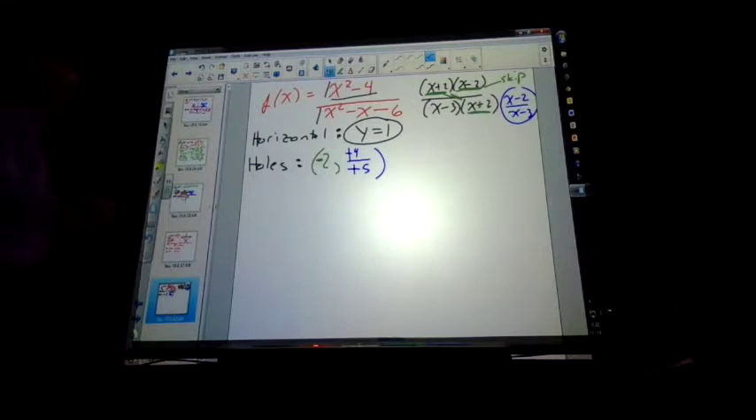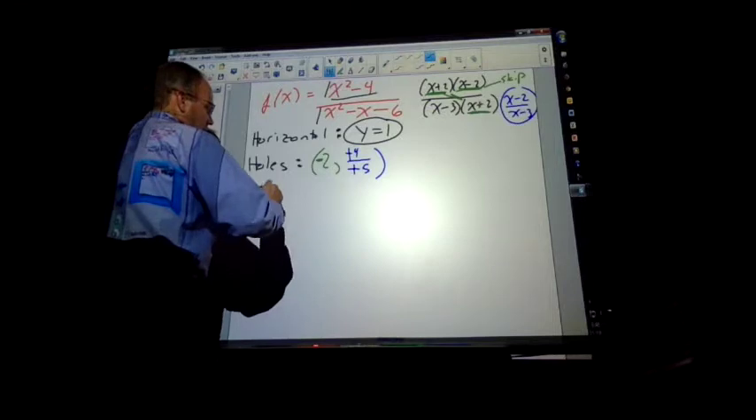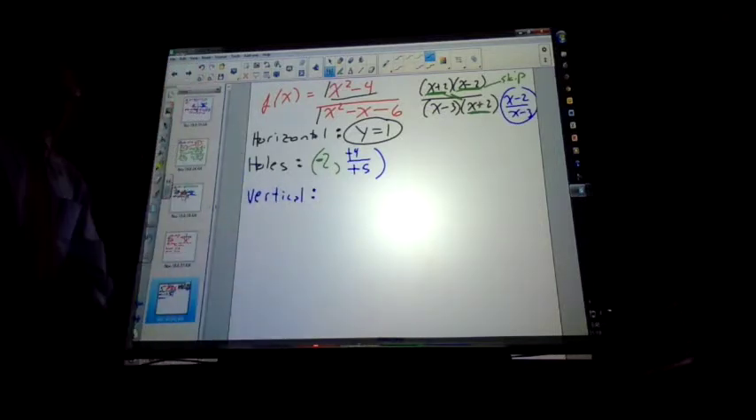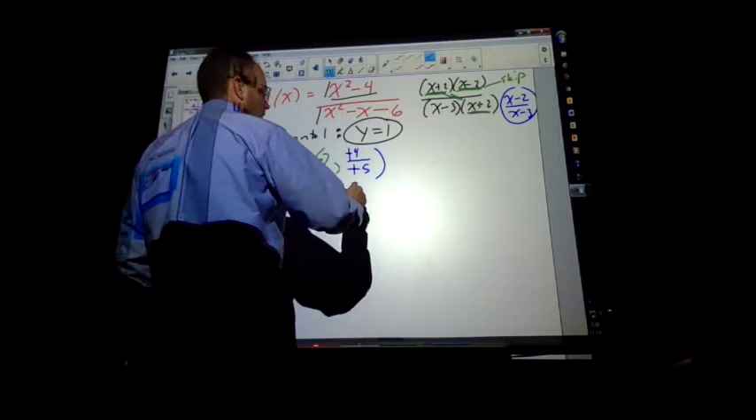And then, do I have any vertical asymptotes? What do I have left over there? X minus 2 over x minus 3. What value is going to make it undefined? 3. So my vertical asymptote is going to be x equals 3.